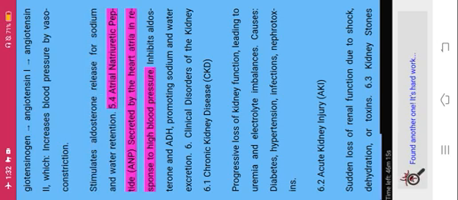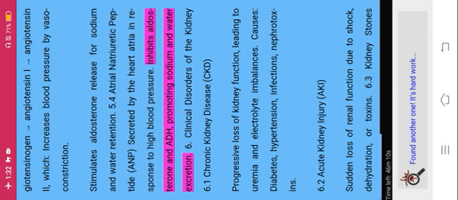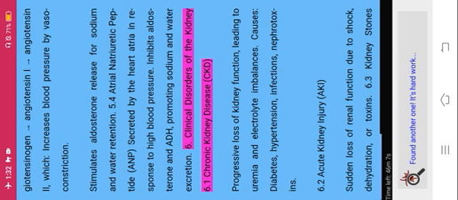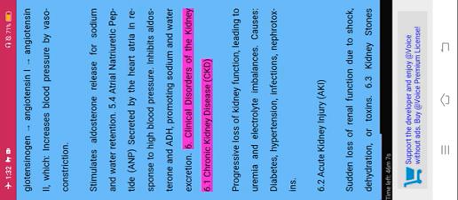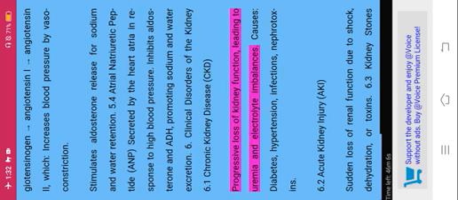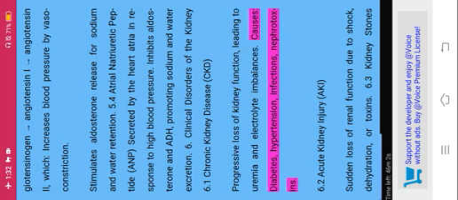5.4 Atrial natriuretic peptide (ANP) secreted by the heart atria in response to high blood pressure. Inhibits aldosterone and ADH, promoting sodium and water excretion. 6. Clinical disorders of the kidney. 6.1 Chronic kidney disease (CKD). Progressive loss of kidney function, leading to uremia and electrolyte imbalances. Causes: diabetes, hypertension, infections, nephrotoxins.